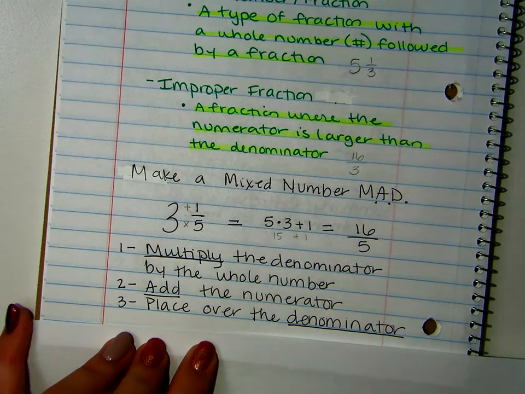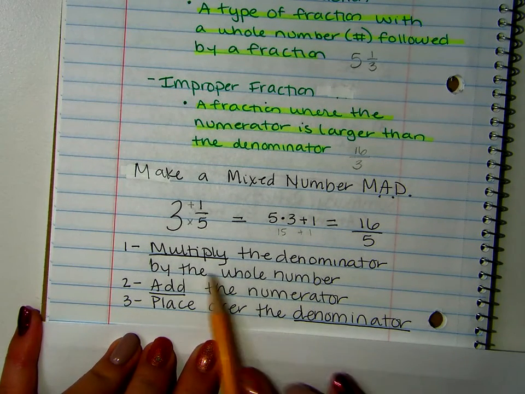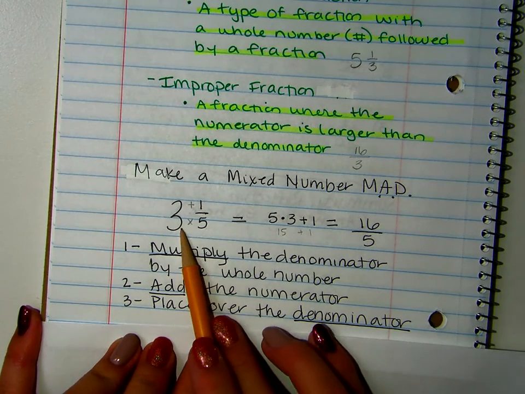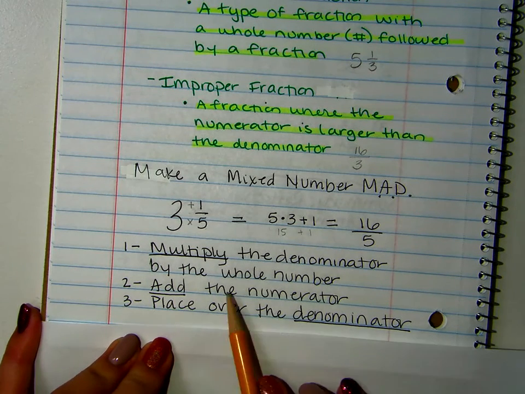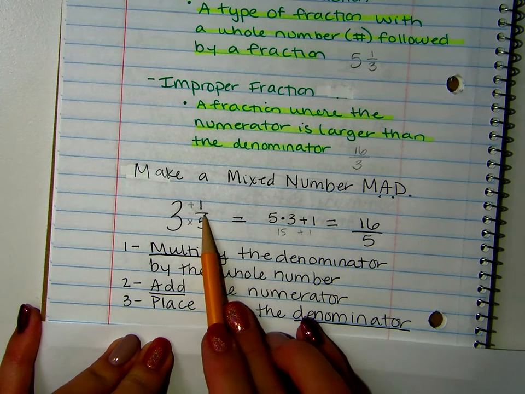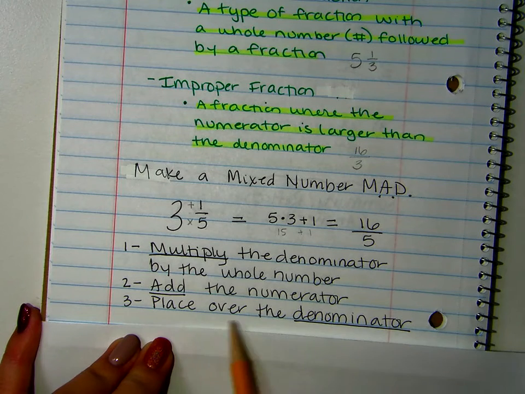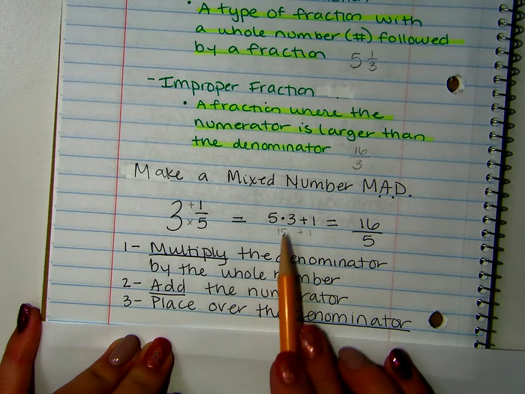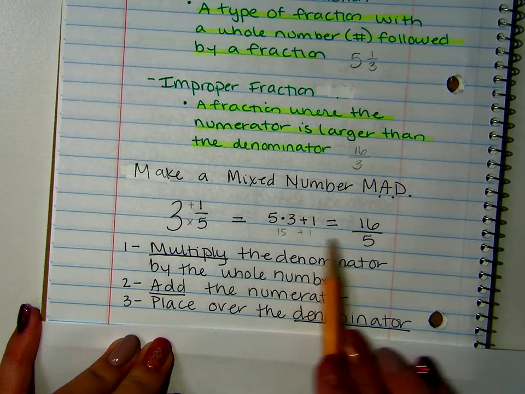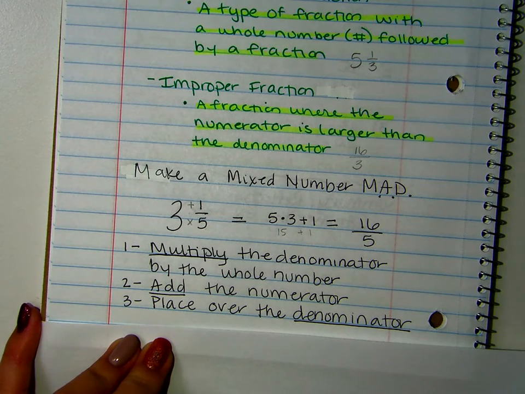So once again, to make a mixed number MAD, we multiply the denominator by the whole number, so 5 times 3. We wrote that here. We are going to add the numerator, plus 1, and then we're going to place our total over the denominator. So here, 5 times 3 is 15, plus 1 gives us 16, so we get 16 over 5. Sorry about that.